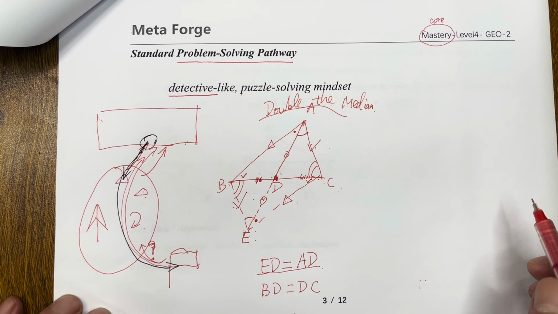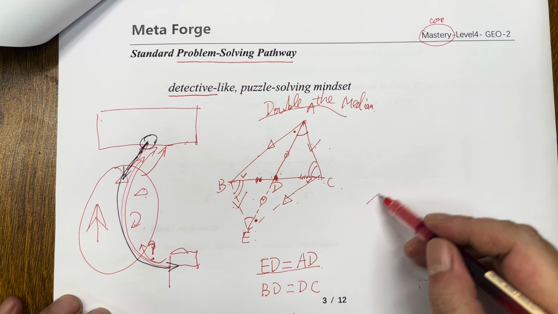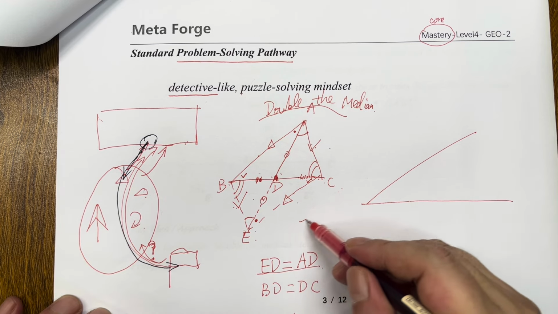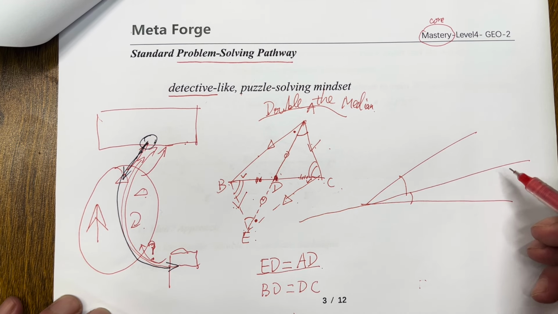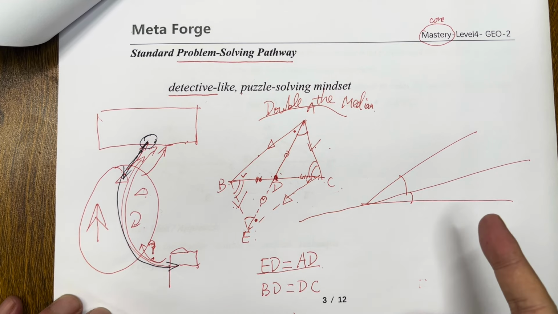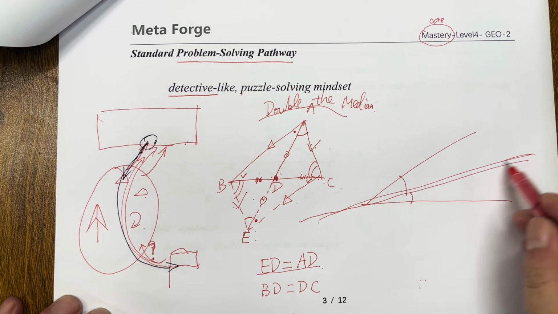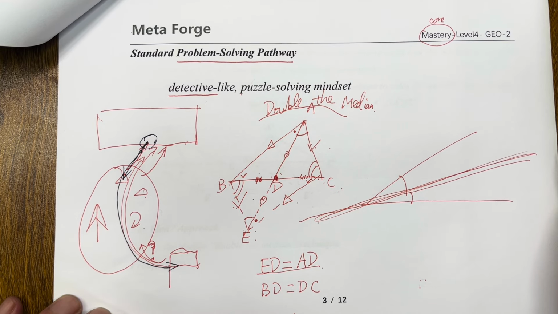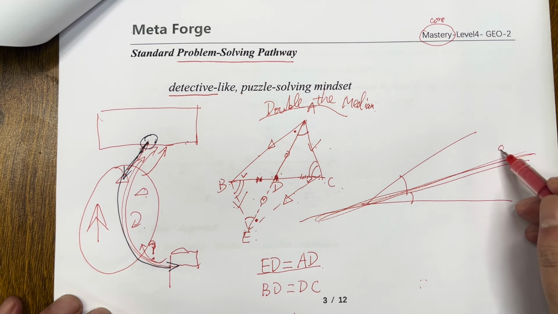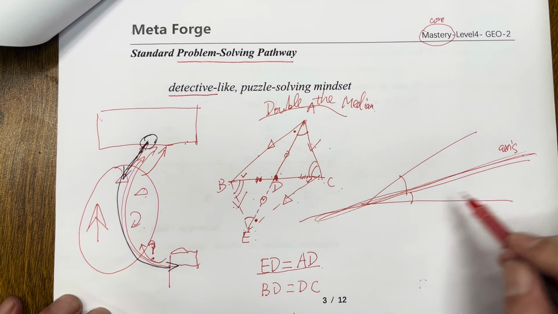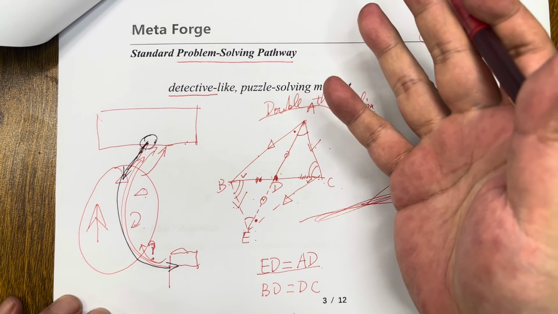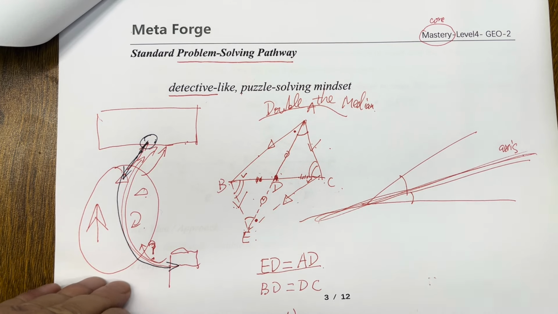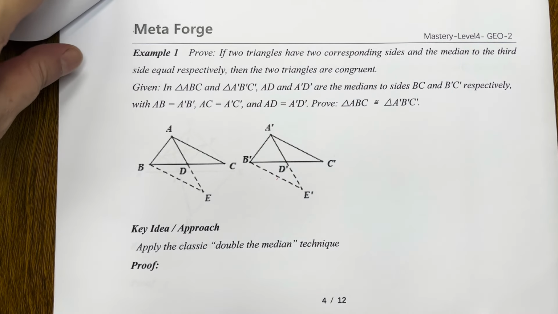The second one I have mentioned is to regard the bisector of an angle as an axis of symmetry. Symmetry axis, okay? That will give you a lot of help. I will show you in the examples. Okay, example.